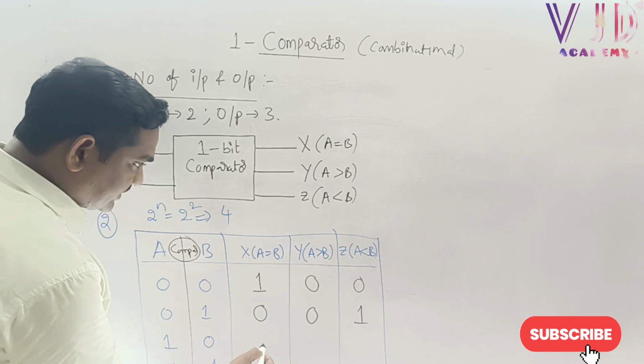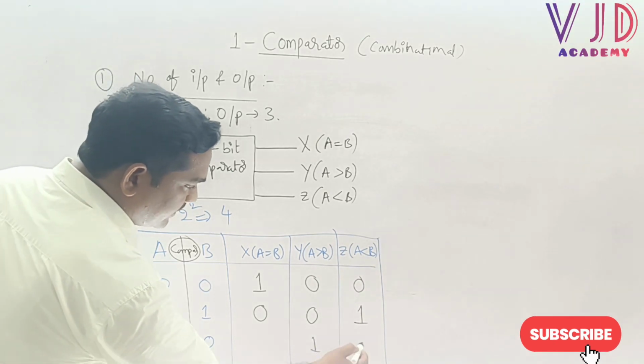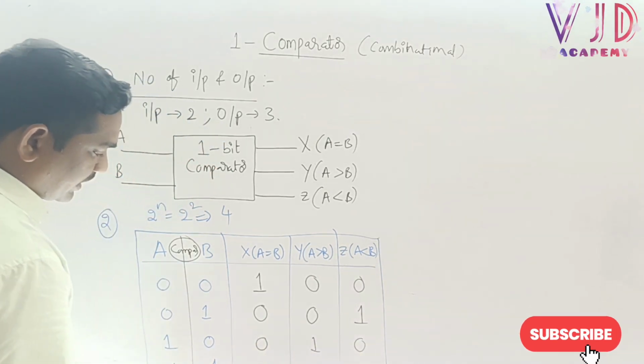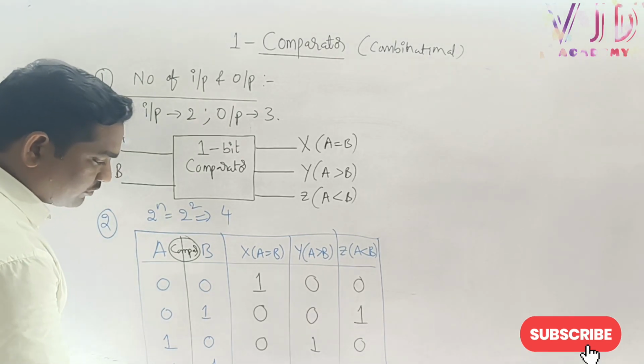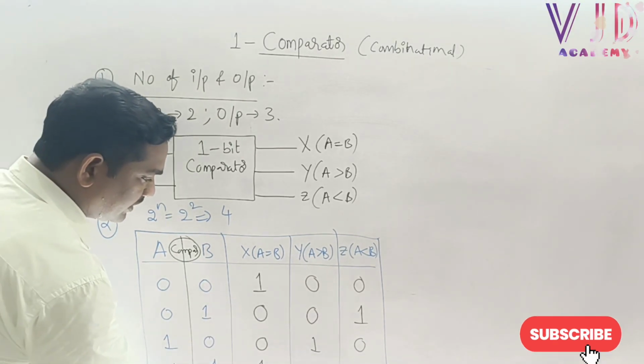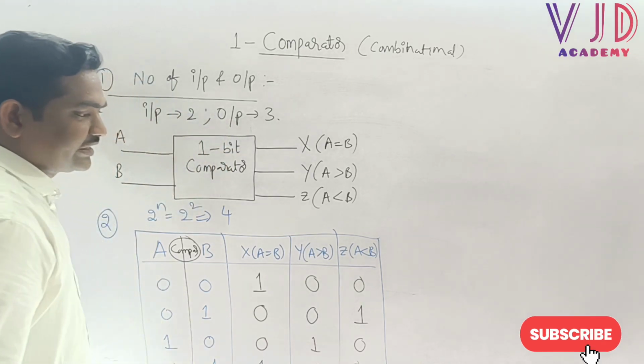Which means we can say that A greater than 1 and then B is 0, here also 0. And the fourth case is A equal to 1, B equal to 1, which means A equal to B, both are zeros. Sir, this is the case.